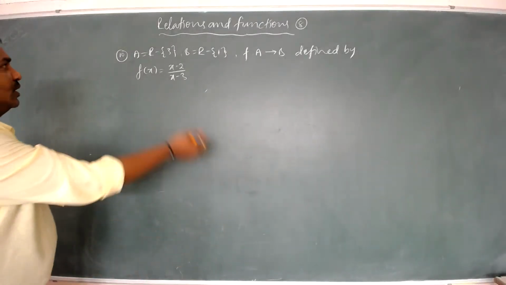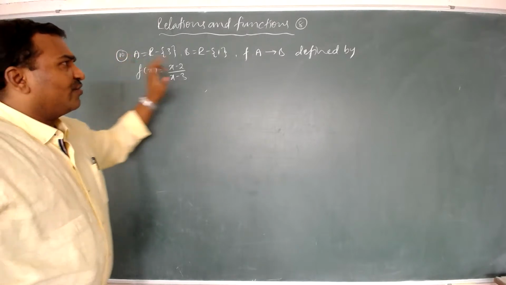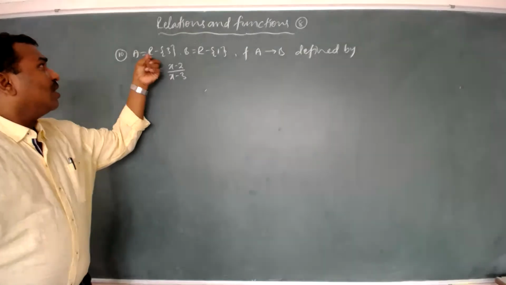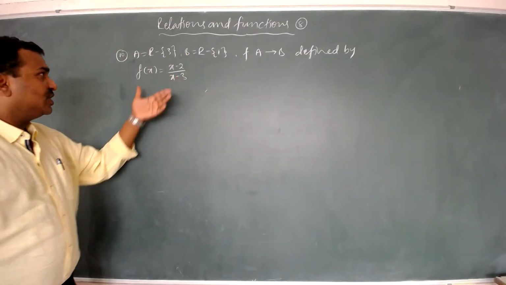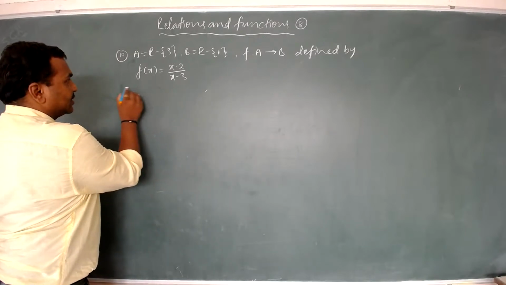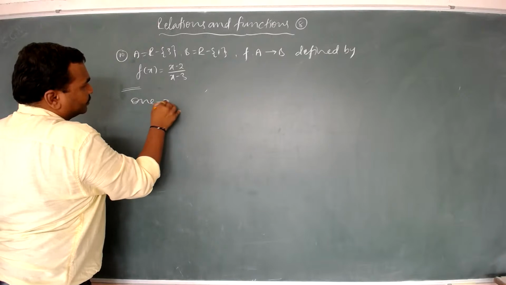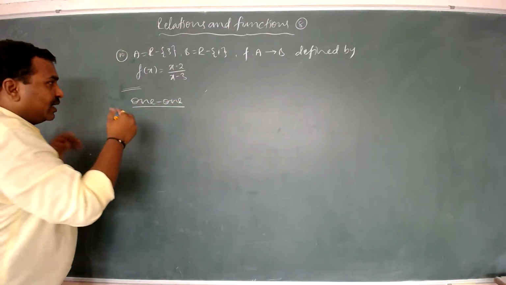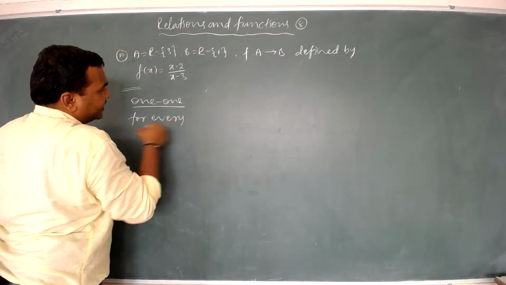Okay. So f is defined from set A to set B, where A is R minus {3} and B is R minus {1}. The function is defined like this, f of x equal to like this. First we go for one-one. What is the process of one-one? It is the same process for every one.